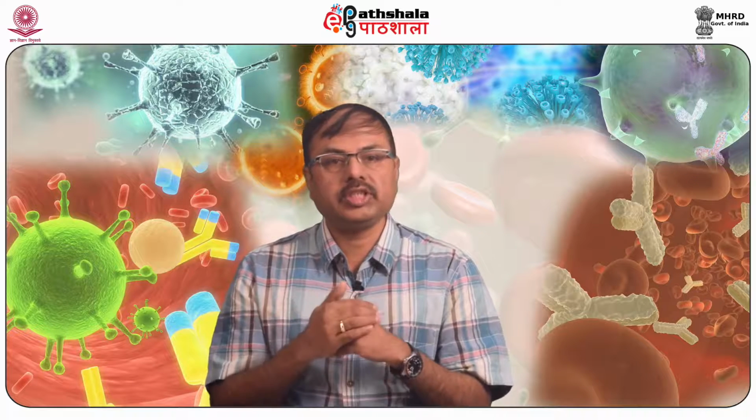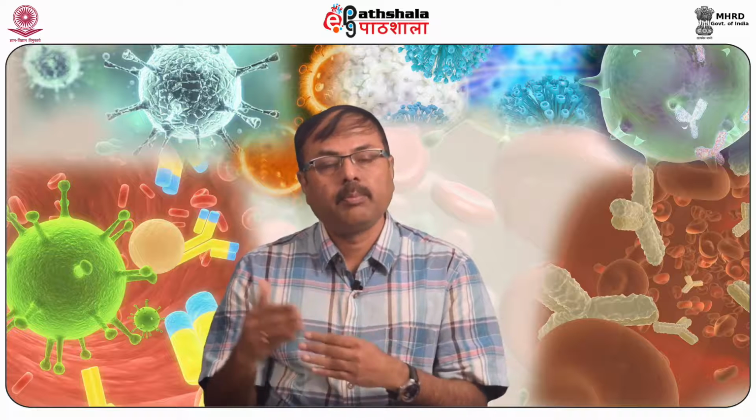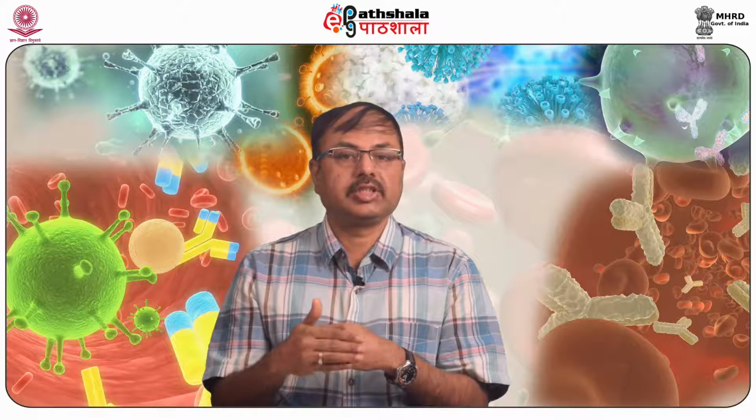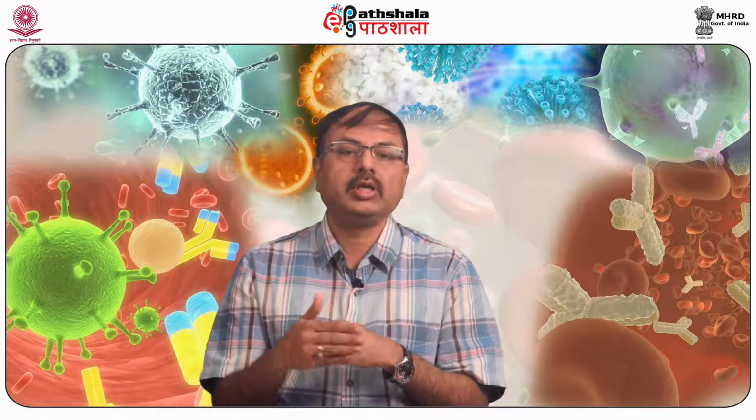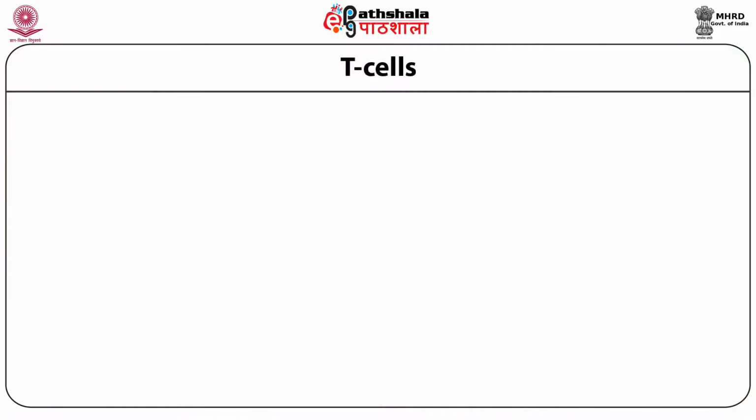Memory B cells. Memory B cells are also formed after stimulation. These cells migrate to the lymph nodes where they remain ready for a further round of activation should the same antigen ever be encountered again. T cells.